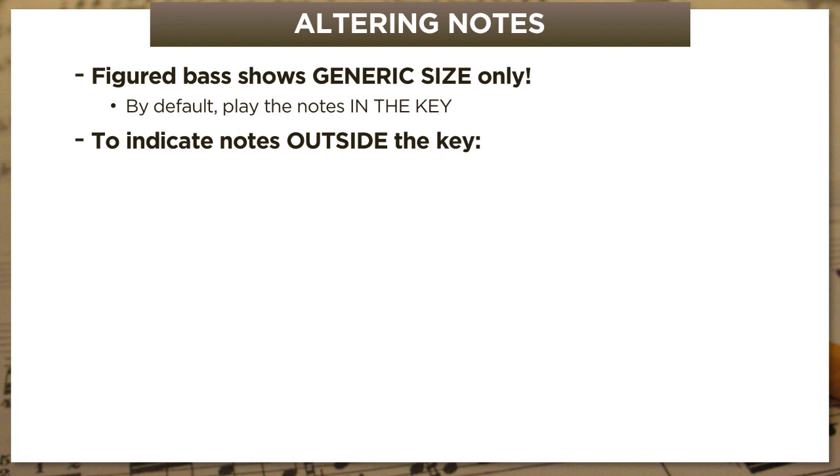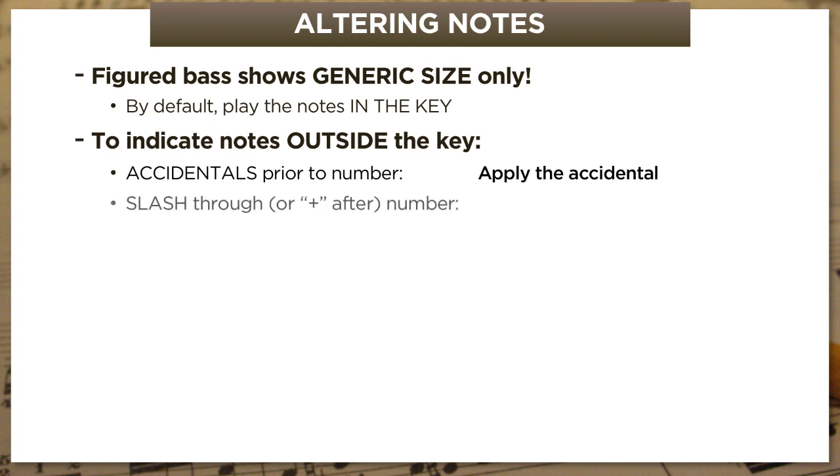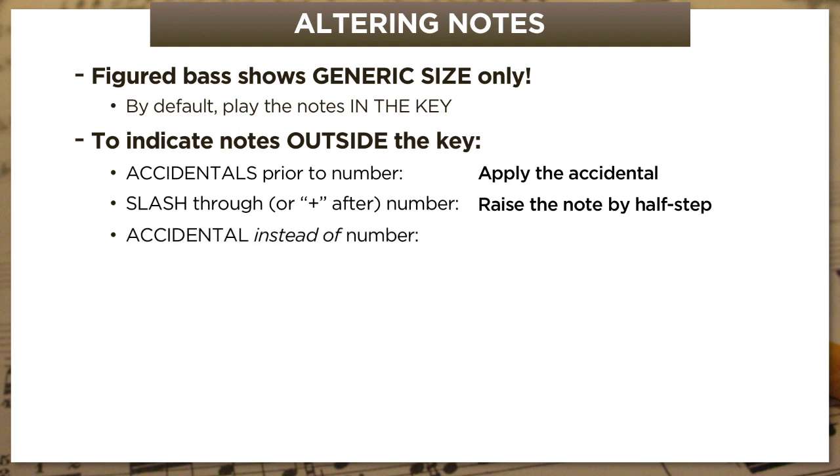So here's how we indicate notes outside the key. If there's an accidental prior to a number, you just apply the accidental to the corresponding note. So if it says sharp 3, you put a sharp in front of the note that's a 3rd above the bass. If there's a slash through a number or a plus sign after the number, you raise the corresponding note by half step. This is where it gets a little weird. And very often you'll see an accidental instead of a number. And when that happens, you modify the 3rd above the bass using that accidental.